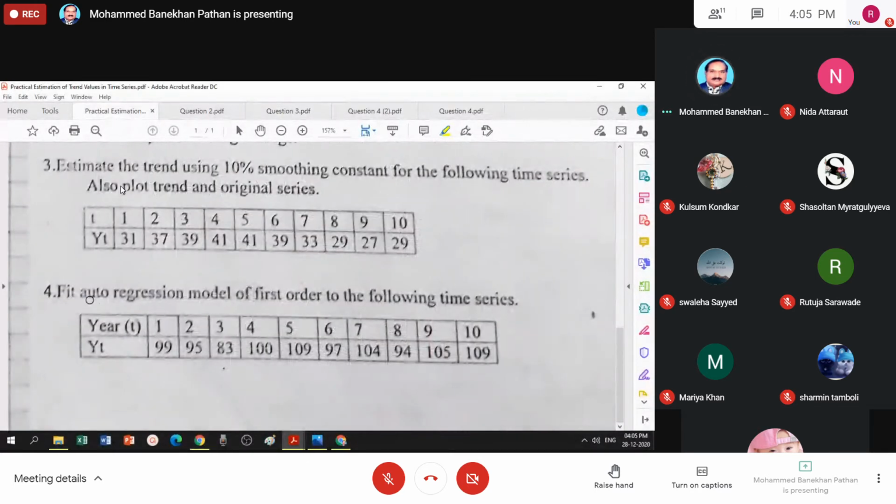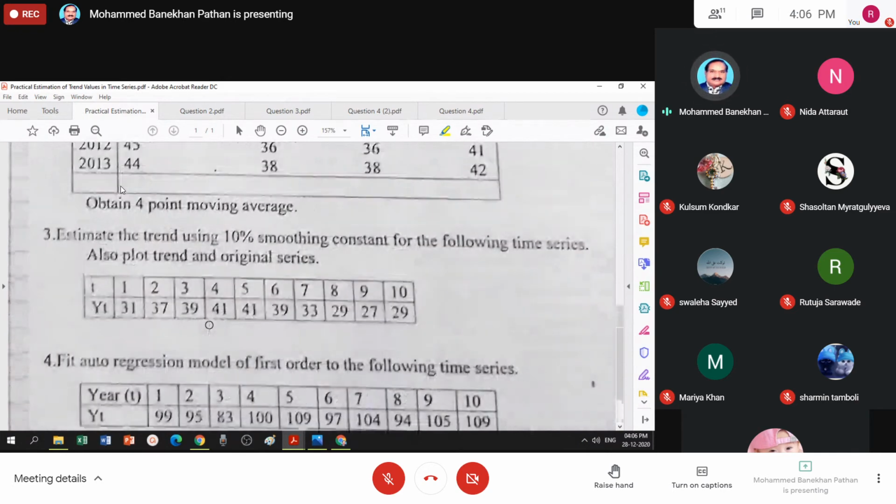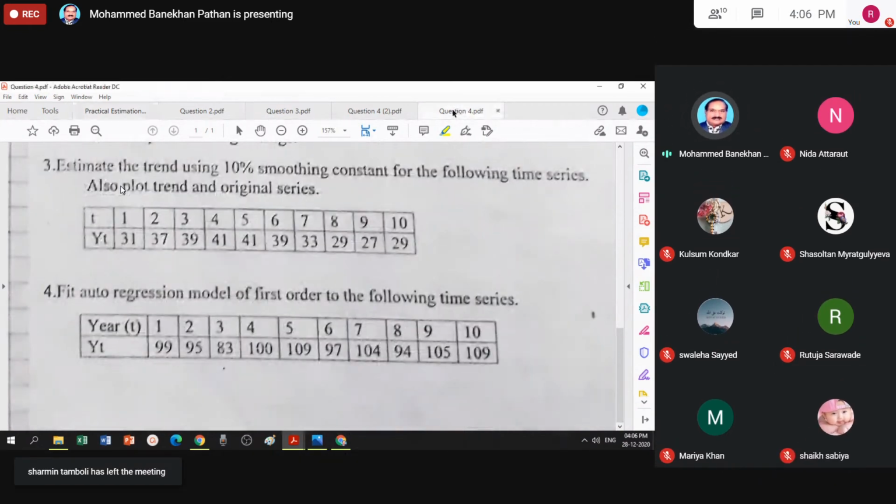Fit an autoregression model of first order to the following time series. This is the last theoretical topic which I taught in the chapter time series, the autoregressive model. Yt is a time series and the year denoted by small t is a time factor. It may be any numbers, but for simplicity, we take 1 to 10. You can transfer any values to 1 to 10 by change of origin. See how to make fitting of the AR1 model.